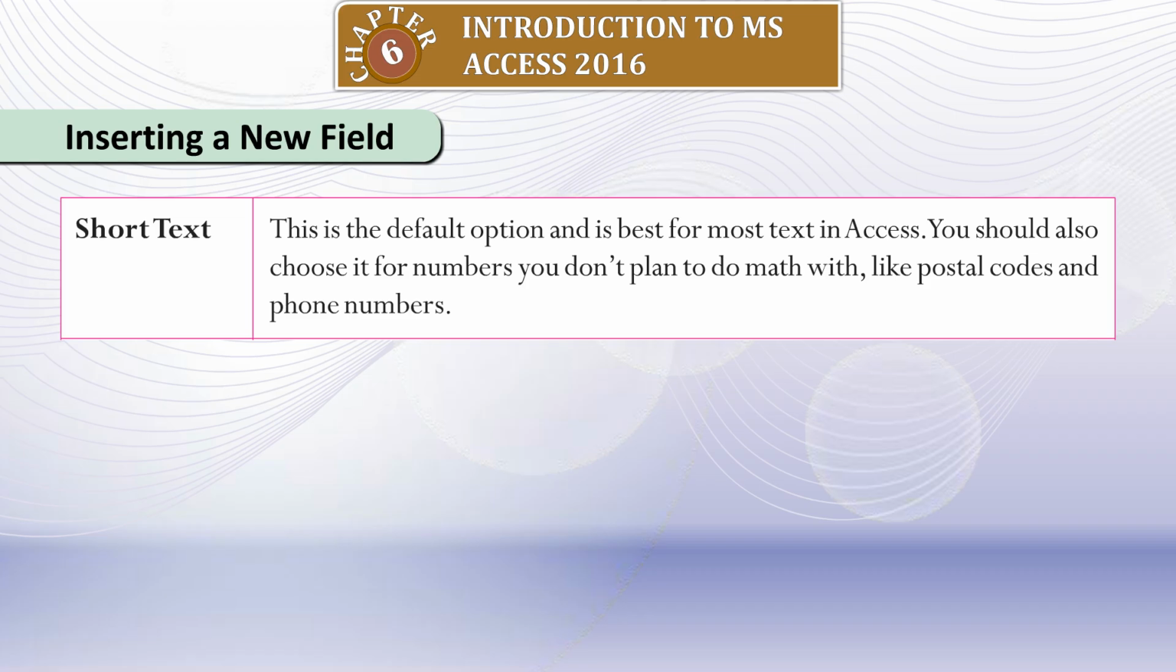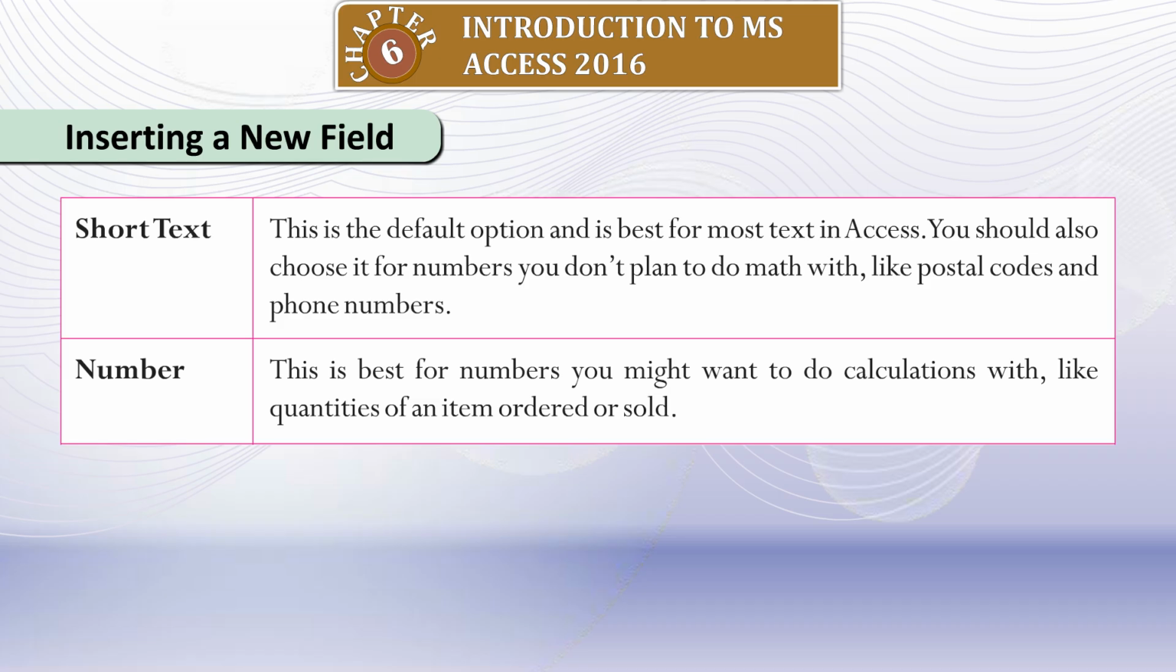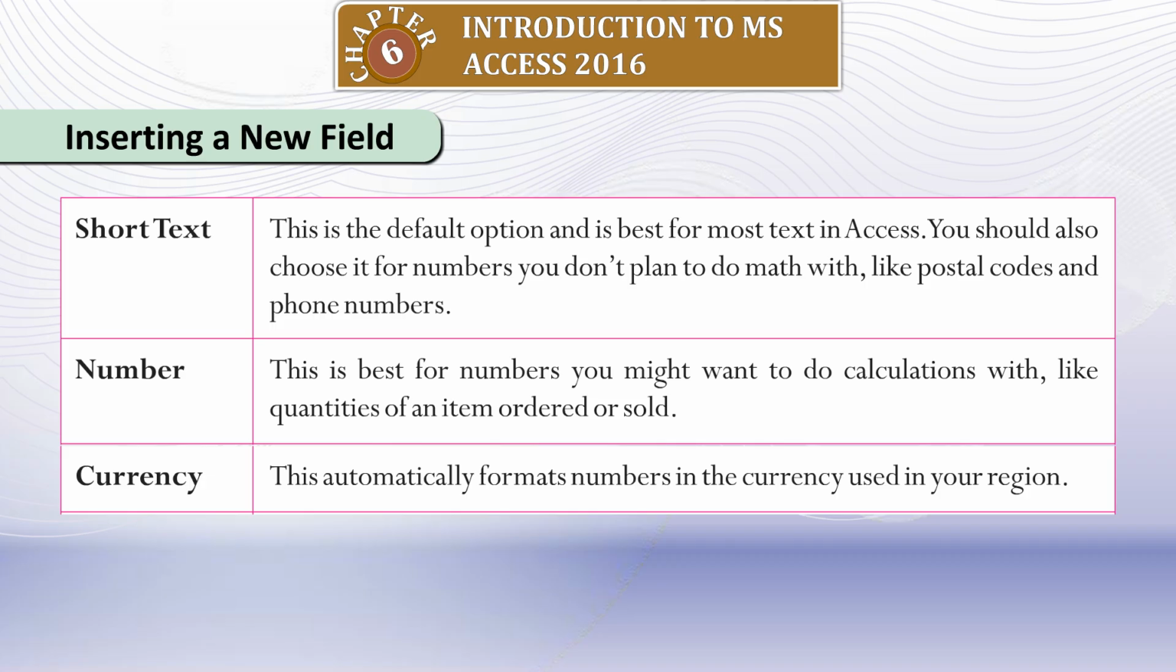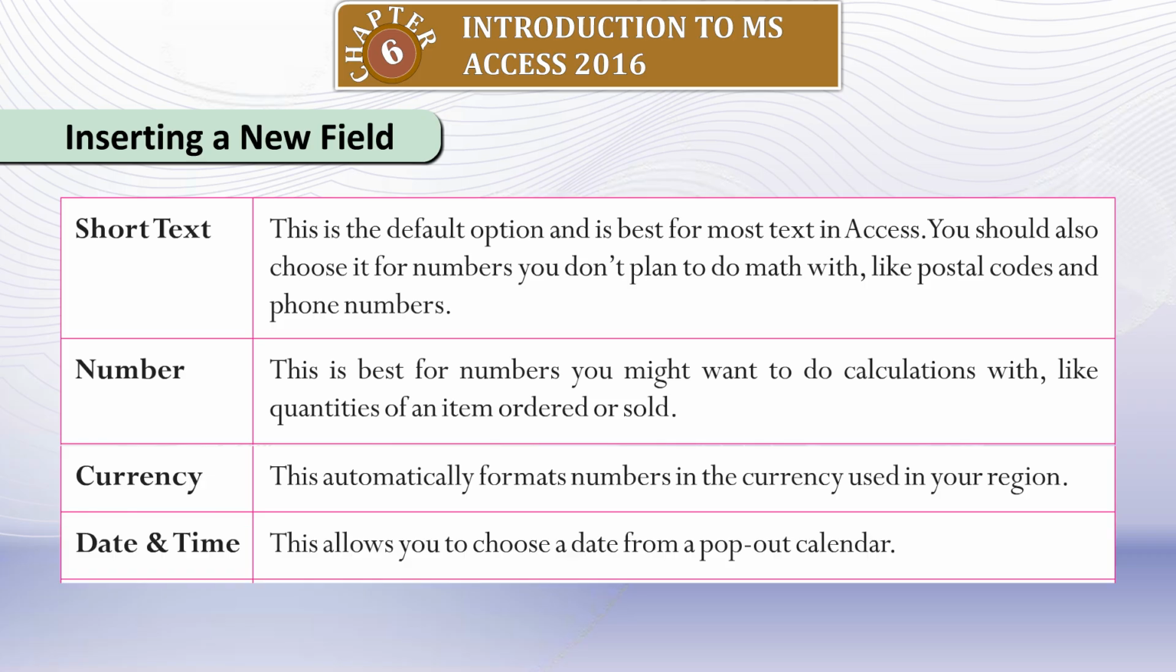Short text. This is the default option and is best for most text in Access. You should also choose it for numbers you don't plan to do math with, like postal codes and phone numbers. Numbers. This is the best for numbers you might want to do calculations with, like quantities of an item ordered or sold. Currency. This automatically formats numbers in the currency used in your region. Date and time. This allows you to choose a date from a pop-out calendar.